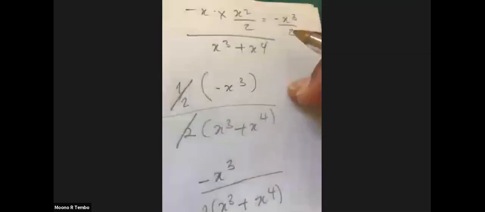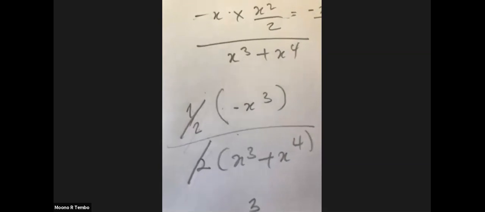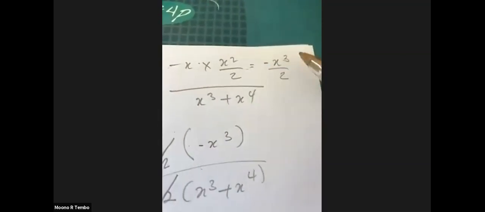The next step is to get rid of the 1 over 2, the fraction. When you multiply negative x by x squared over 2, you get negative x to the power 3 over 2. These are the same thing. We're trying to get rid of the 1 over 2 so you can simplify the whole thing, and whatever you do on top should be done at the bottom.